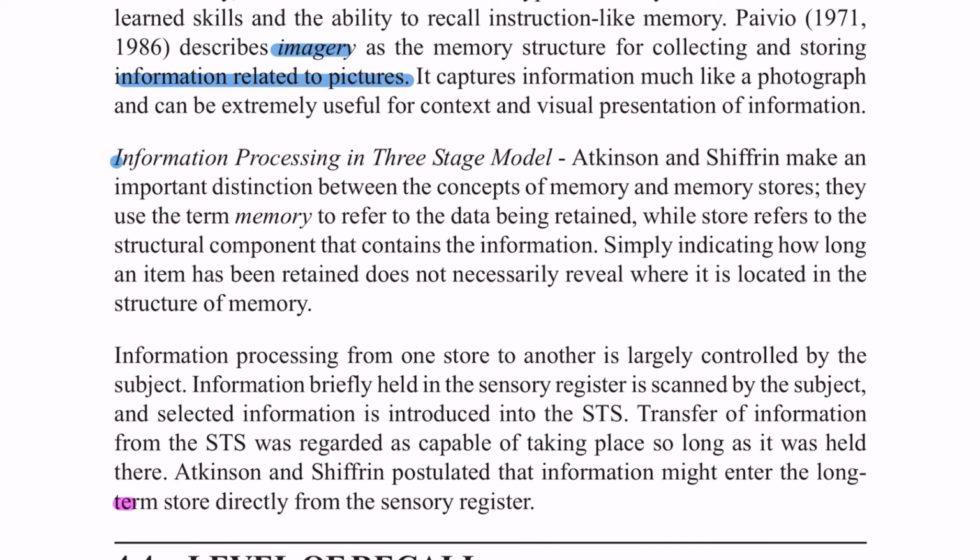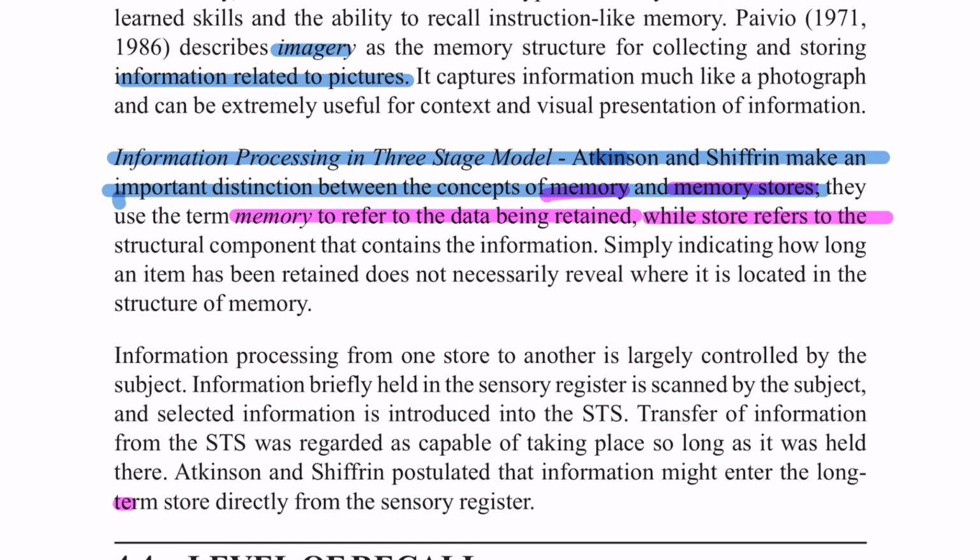And then there is information processing in the three-stage model that we are discussing. Atkinson and Shiffrin make an important distinction between the concept of memory and memory stores. To understand this, memory is different and memory store is different in this concept. The memory refers to the idea being retained, while the store refers to the structural component of content information, where the information is stored. Like one is the container, you can say. The memory store is a place where the information is stored.